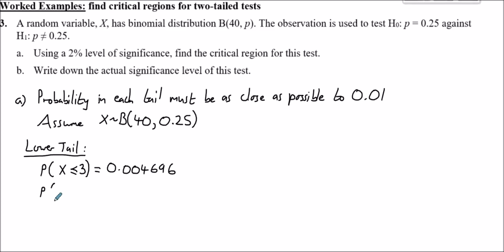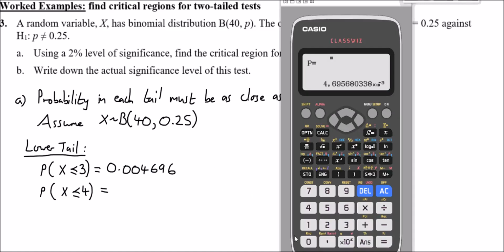Whereas the probability of X being up to and including 4, hopefully this will be closer to 0.01, but we can find out. So let's try X being 4. Well, that's now over 0.01. So we get 0.01604.